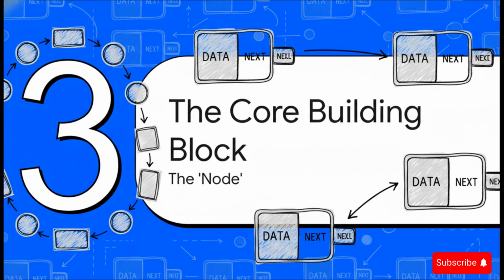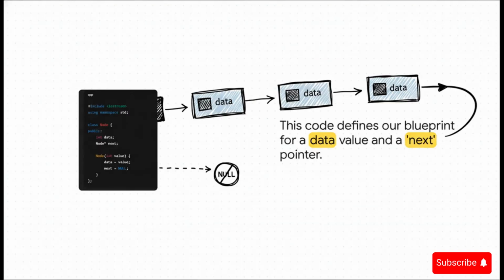All right, to really get this, we've got to zoom in a little bit. Let's look at that one core component that makes the whole thing work, the node itself. Everything, the whole chain, is built from this one simple piece. And you know what's so cool is seeing how simple this idea is in actual C++ code. We're just creating a blueprint, a class that we call node. And look inside. It only has two things: an integer called data to hold our value, and a pointer called next. See how the type is node star? That little asterisk is key. It tells C++ that next isn't going to hold a whole node, just the memory address of another node. That's the magic right there. That's what lets us build the chain.